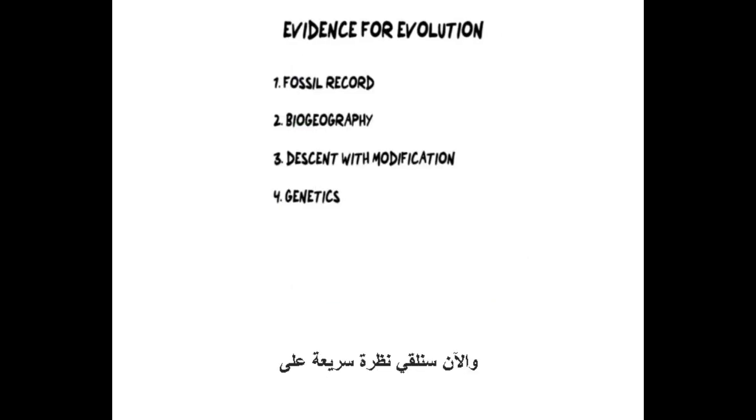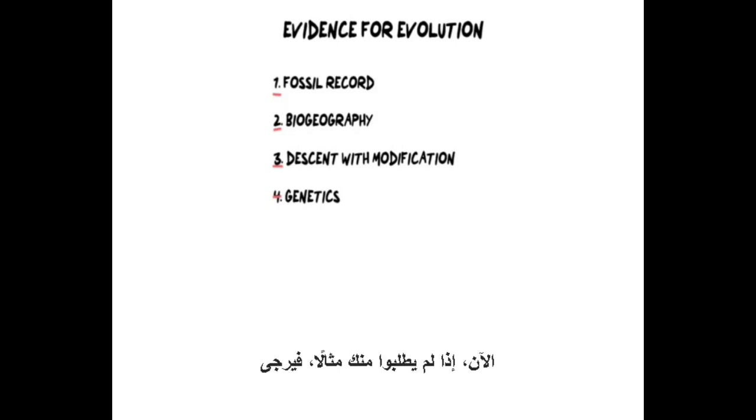Now we're going to briefly look at the evidence for evolution, and for your tests and exams you need to know your 4 pieces of evidence for evolution, which are fossil records, biogeography, descent with modification, and genetics. Sometimes this is a question where they will literally ask you, name 2 types of evidence used for evolution, and these are the 4 that you can give.